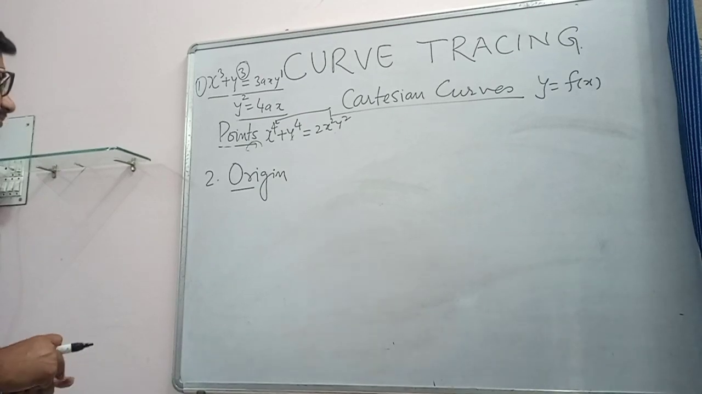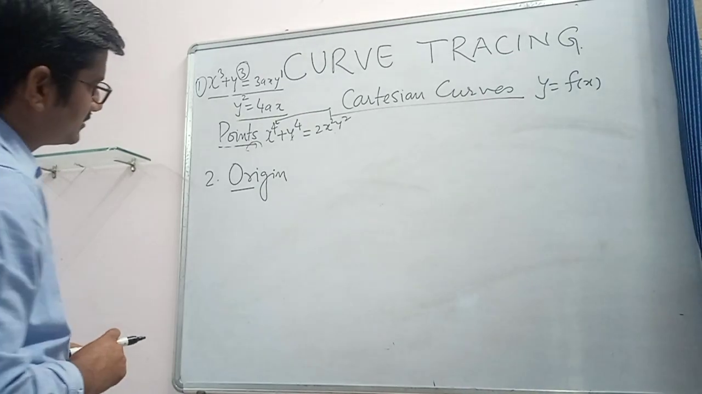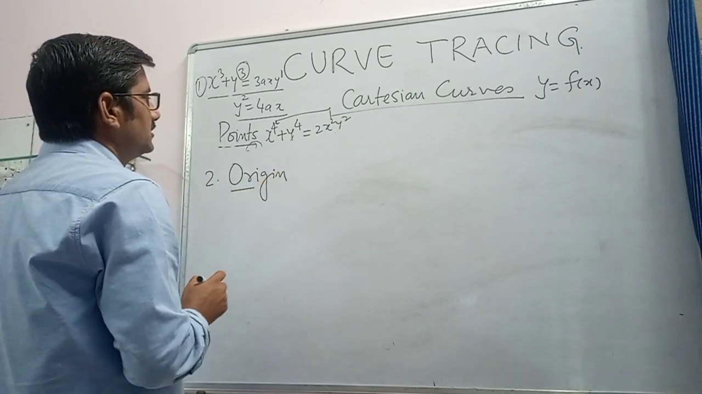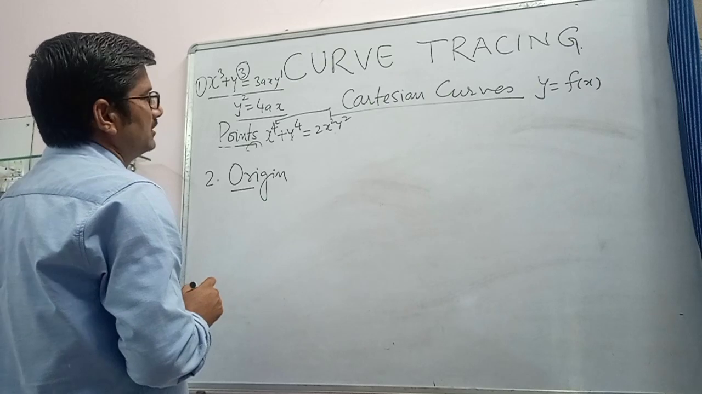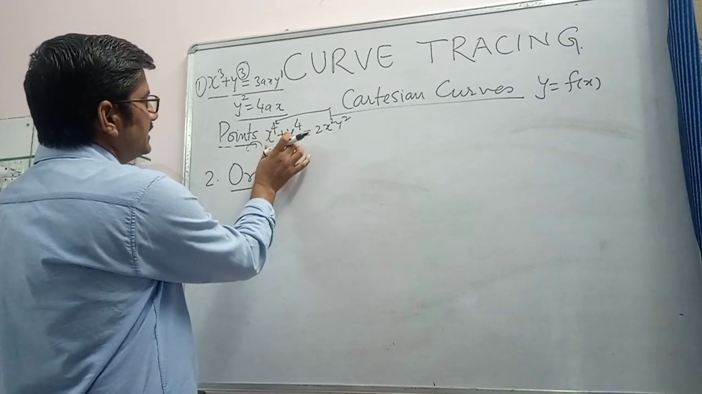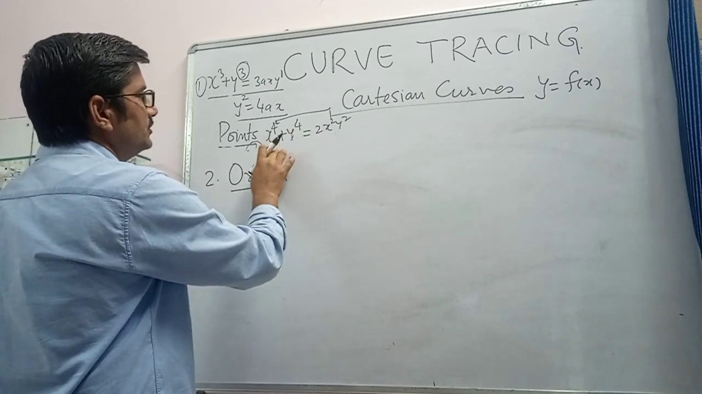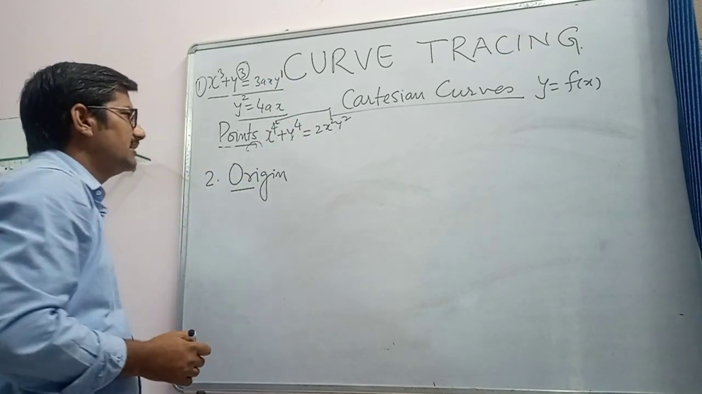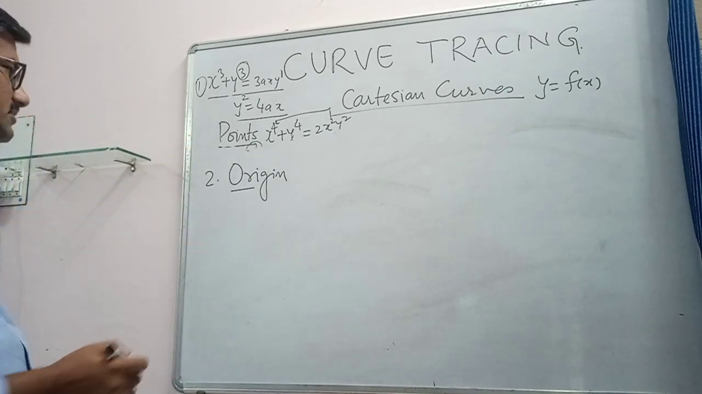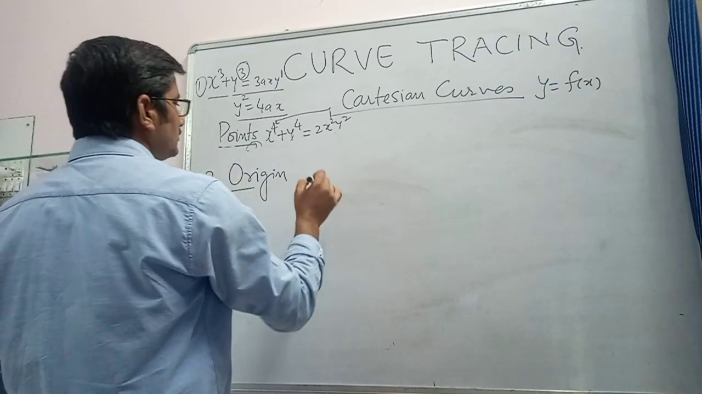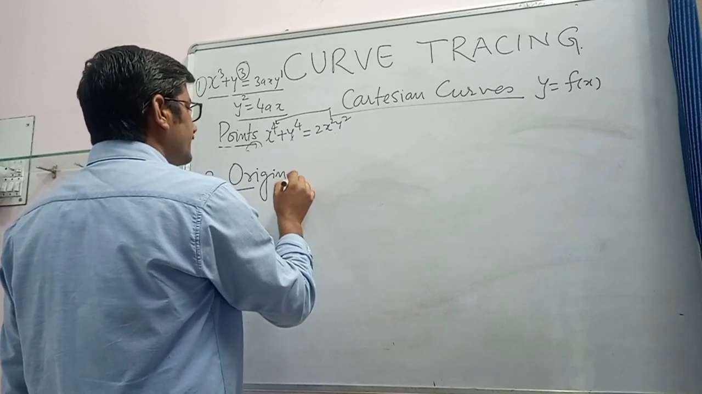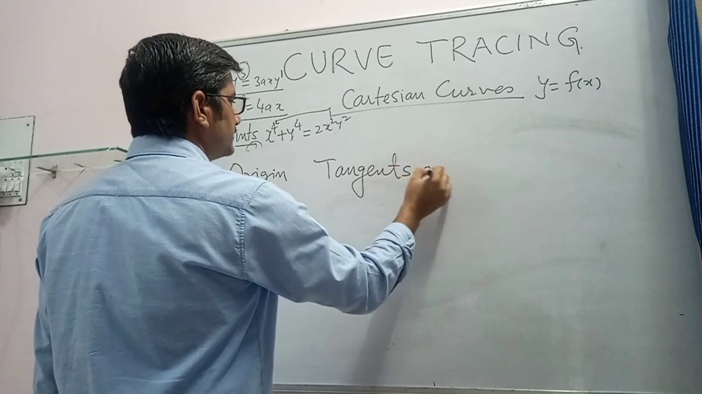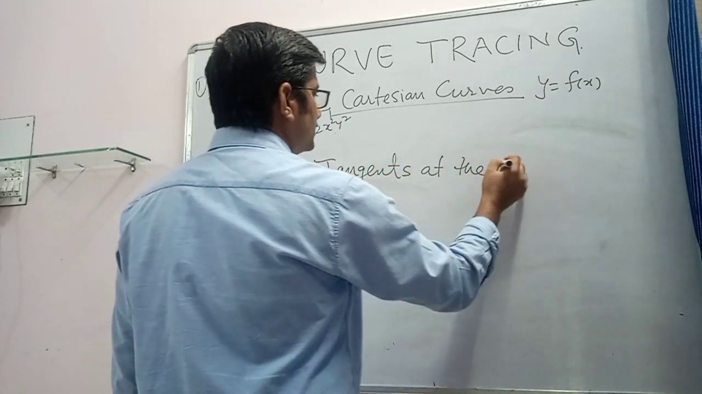So next point, we have to test whether the curve passes through the origin. If a curve passes through the origin, the constant term must be absent from the curve, because 0, 0 satisfies the curve. It means both sides are 0, so no constant term will be there. So all the three examples which we have discussed earlier pass through the origin. If a curve passes through the origin, then we must check the tangents at the origin.